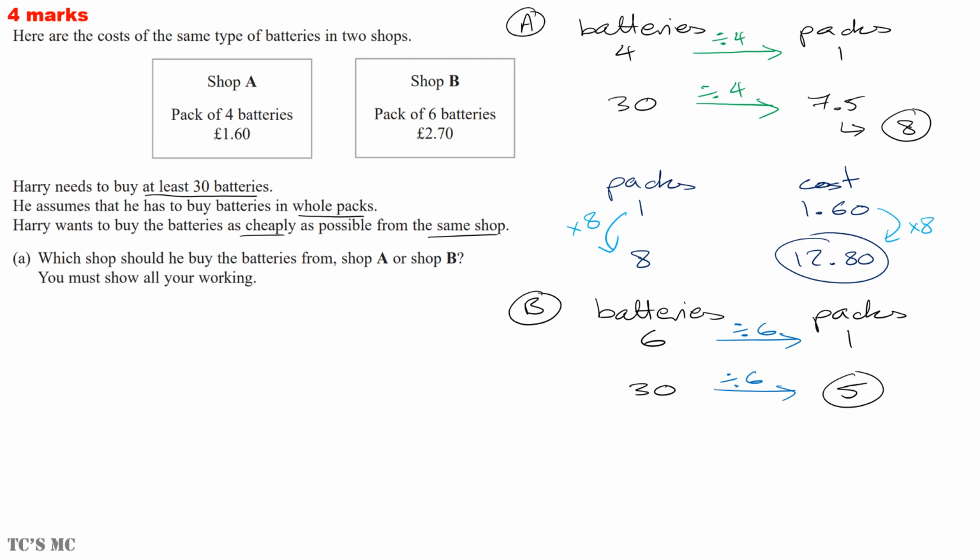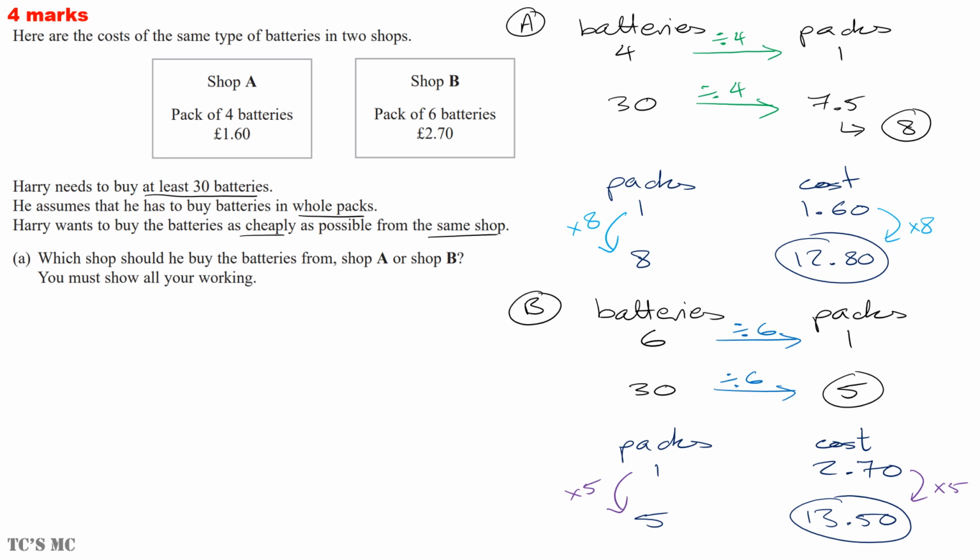Now we can work out the cost. So we have packs and we have cost. 1 packet costs £2.70. Harry is buying 5 packs from shop B. To go from 1 to 5, we need to multiply by 5. Do the same on this side. That costs £13.50. And now we have 3 marks.